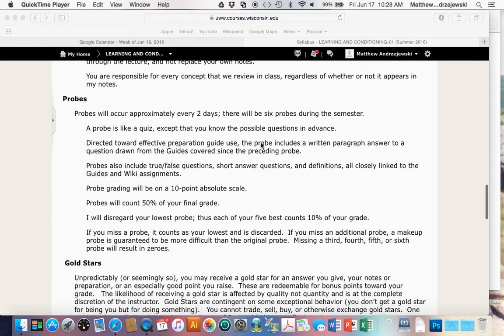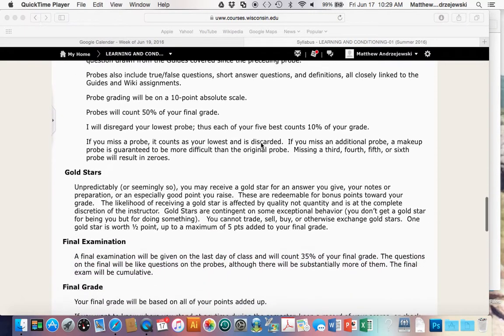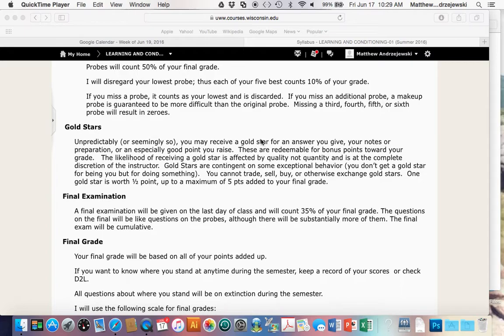Every 2 units, we're going to have a probe. A probe is a graded quiz. Each probe counts 10% of your grade. I will disregard your lowest probe. I'll take out your lowest probe grade. Thus, each of your 5 best probes count for 50% of your grade. If you miss a probe, it counts as your lowest, and it is discarded. If you miss an additional probe, a makeup probe is guaranteed to be more difficult than the original probe. Missing a 3rd, 4th, 5th, or 6th probe will result in zeros. So you have to take them, and you have to take them on time.